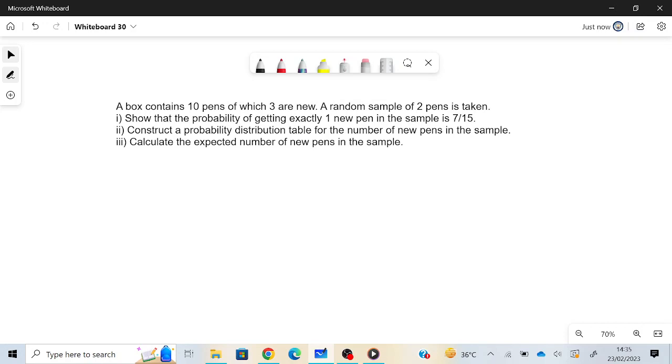Right, so this one says a box contains 10 pens, of which 3 are new. Okay, good to know. A random sample of 2 pens is taken. That means we have 10 pens in which 3 are new, and we're picking 2 out of the 10.